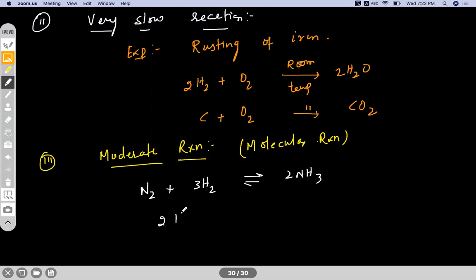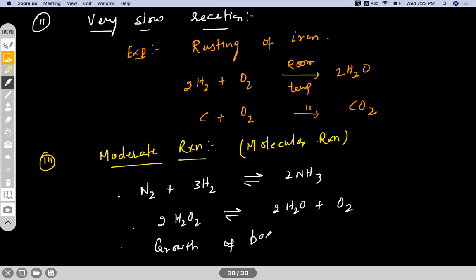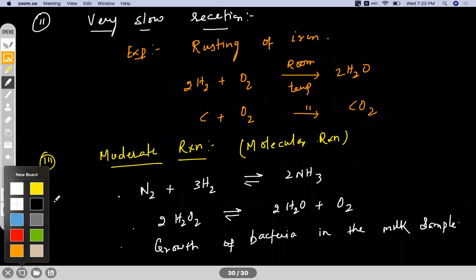Dissociation of H2O2 into 2H2O plus O2. Growth of bacteria in the milk sample. All these are moderate reactions. So in this chapter, we are going to deal with moderate reactions. So we are talking about the rate of the reaction. First of all, we'll see what is rate and how do we define the rate of a reaction.